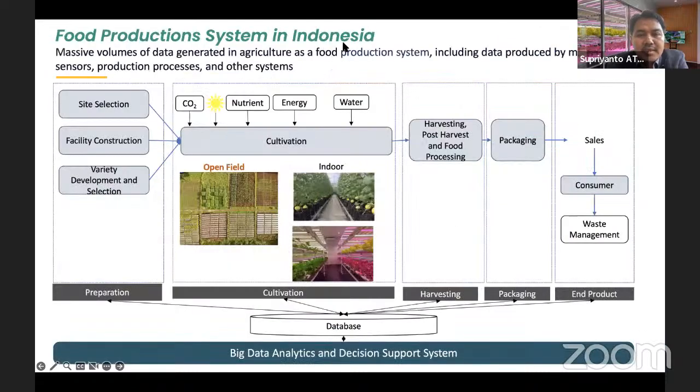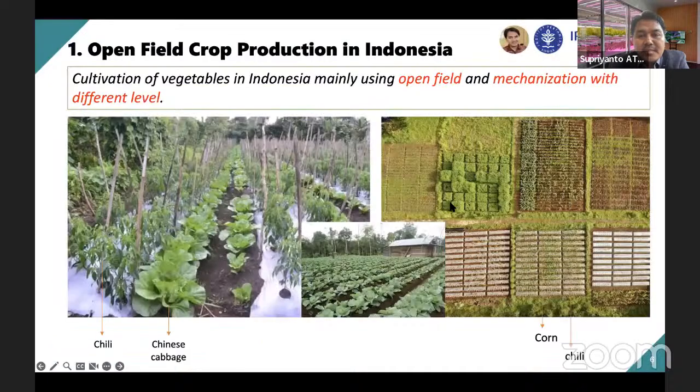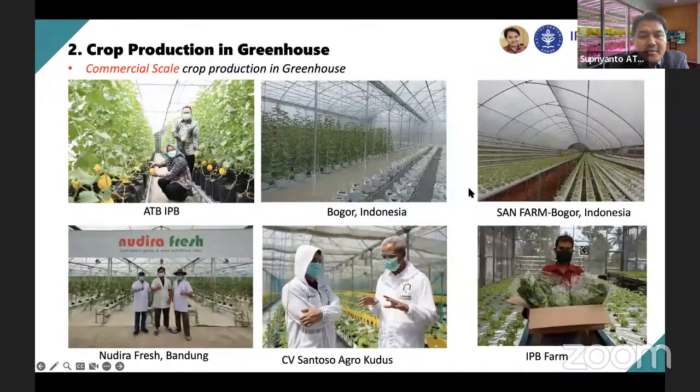This is actually our production system in Indonesia, consisting of plant preparation, cultivation using open field and also indoor farming, harvesting, packaging, and sales. This activity is also conducted by ATP IPB. This is a sample of open field cultivation, if we're talking about open field cultivation for horticulture.